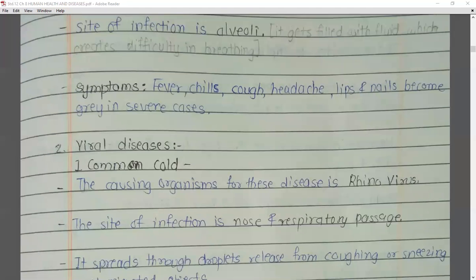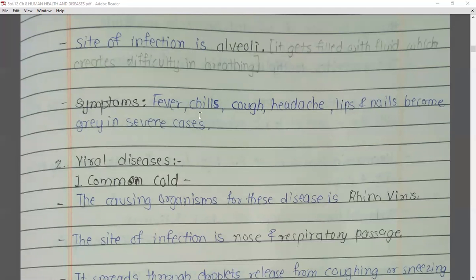The symptoms of this disease are fever, then you get chills, right? You will get high fever. Also you get chills, that means you will feel cold. Then cough, you will feel like coughing. You will have headache. The lips and nails become gray in severe cases. Through these symptoms you can understand that this disease may have occurred, right? And in severe cases your nails and lips both become gray in nature.